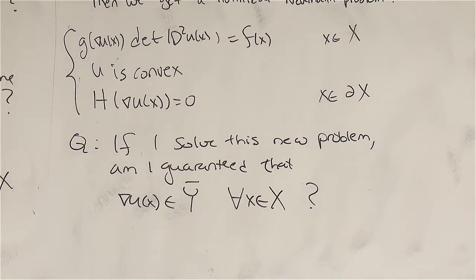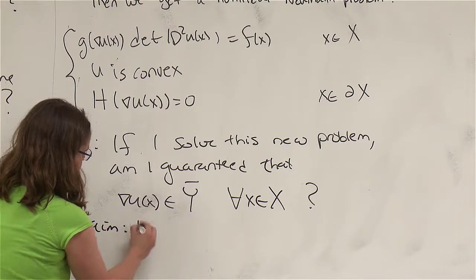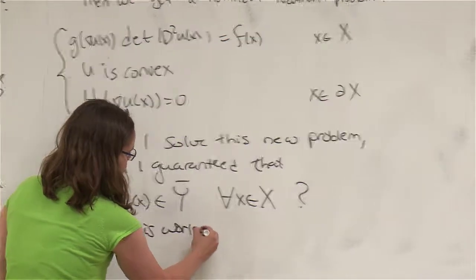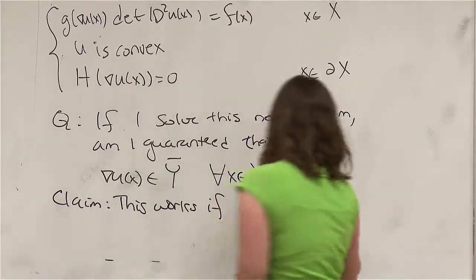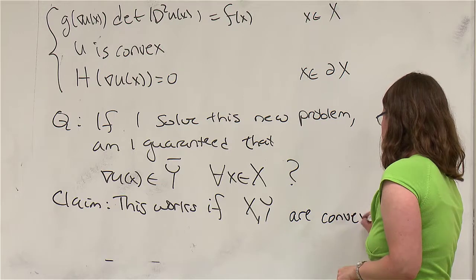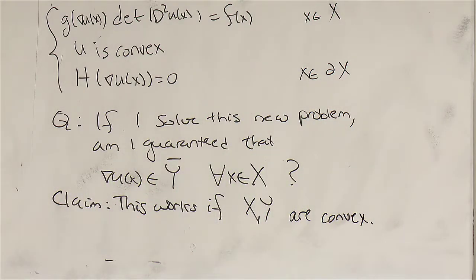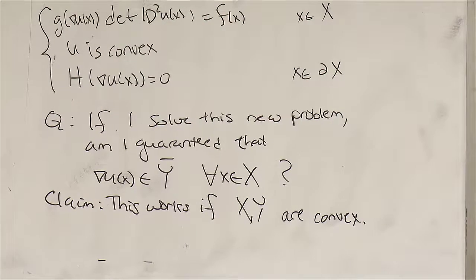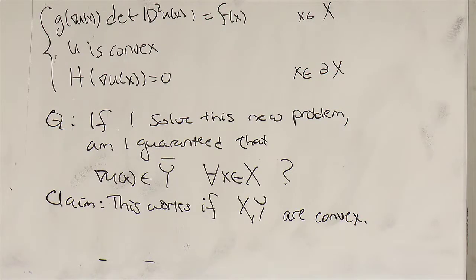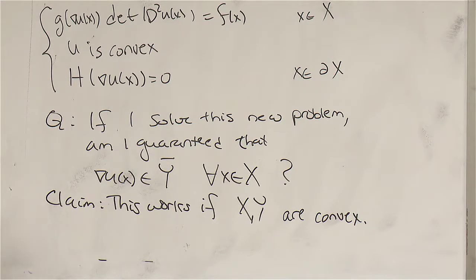So my claim is that we can do this as long as these sets are convex. So this is what I claim. This works if we have convex sets. Okay, so let me try to outline why this is reasonable.